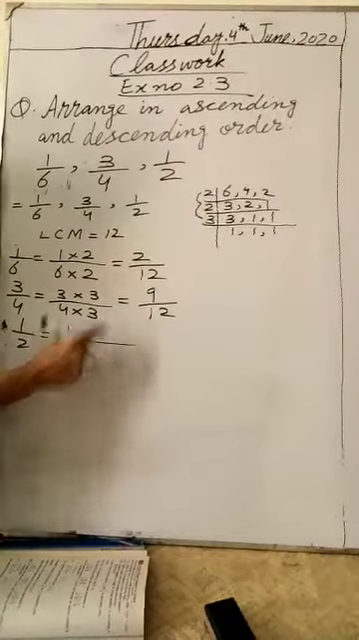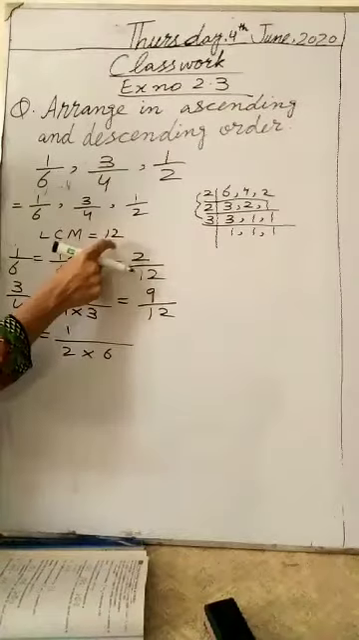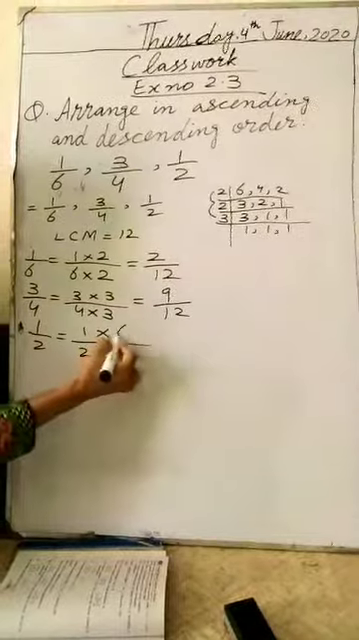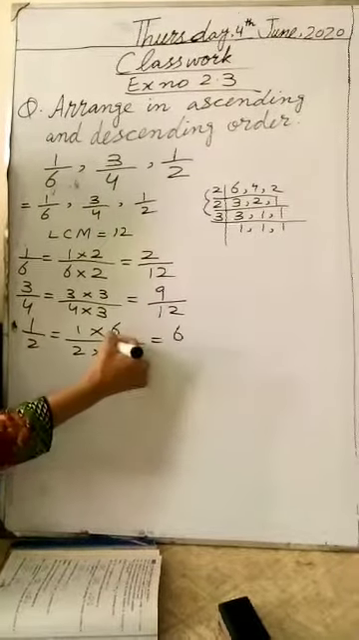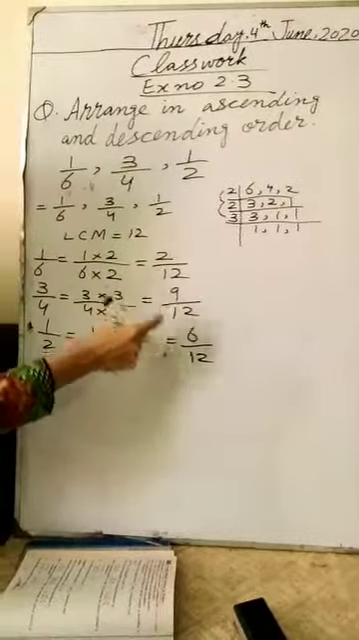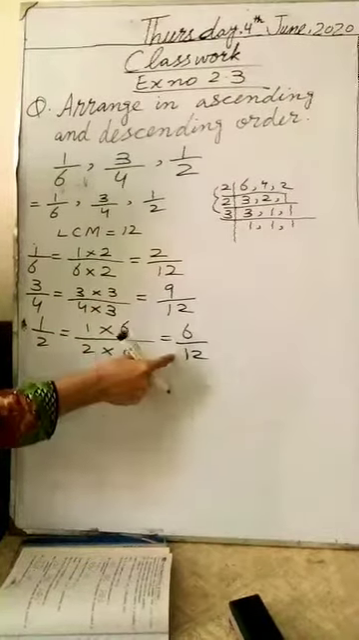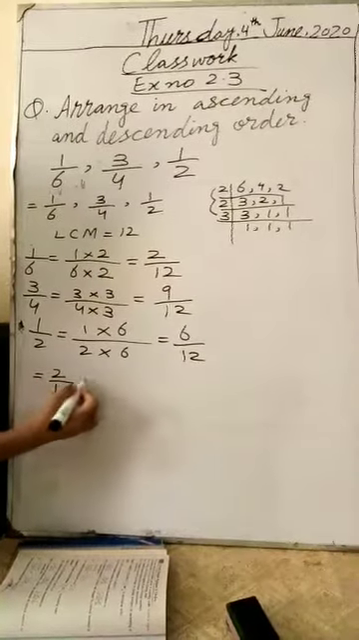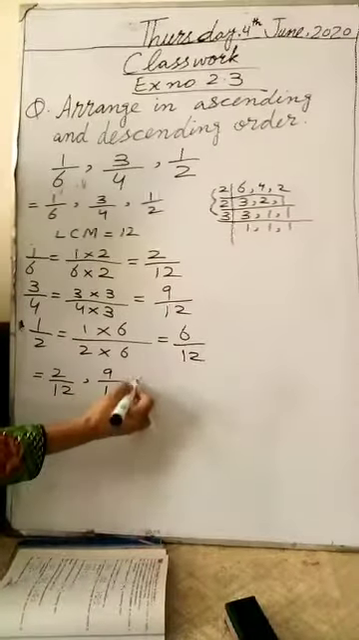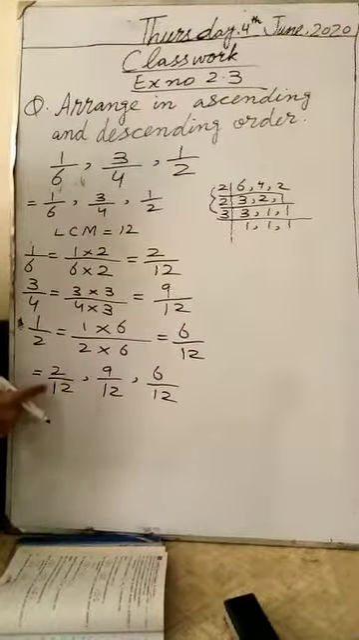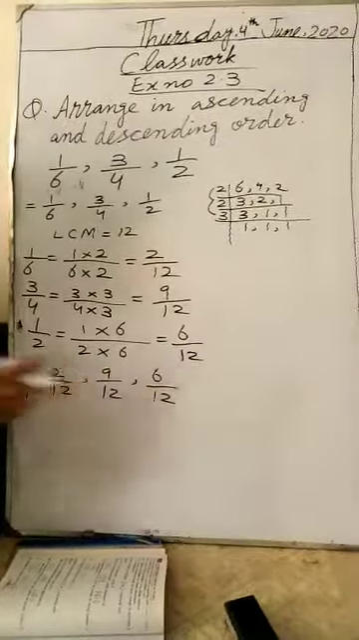Take your last value, 1 over 2. 2 multiplied by 6 becomes 12. Multiply in the numerator: 1 times 6 is 6, so 6 over 12. Now take all three new values with the equality sign: 2 over 12, comma, 9 over 12, comma, 6 over 12. The question is to arrange in ascending order.